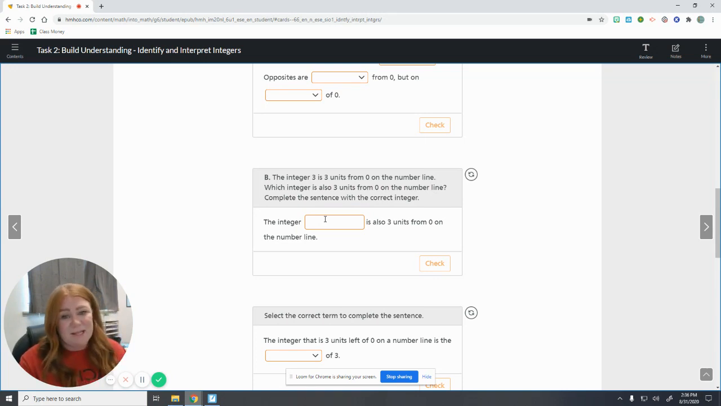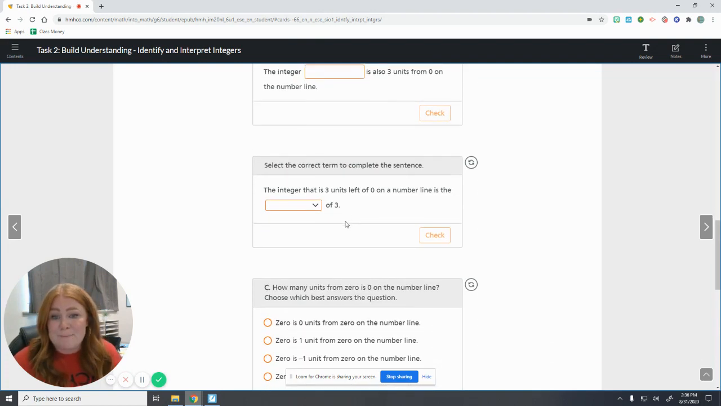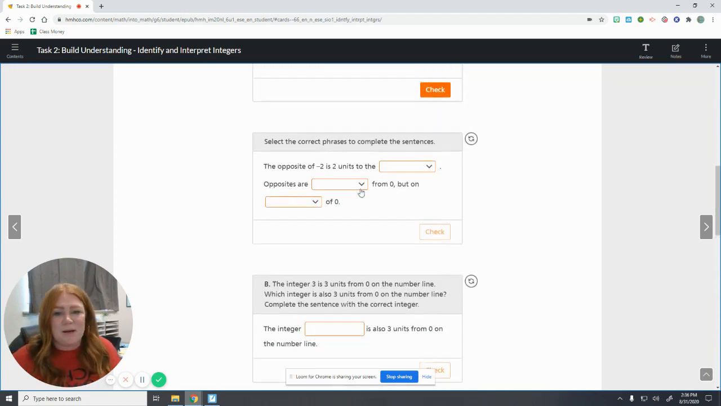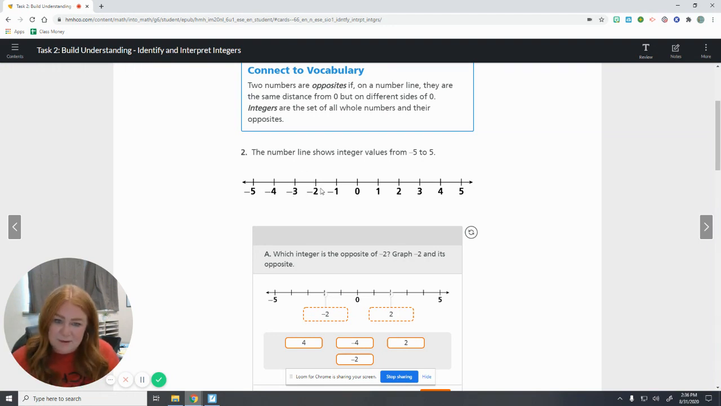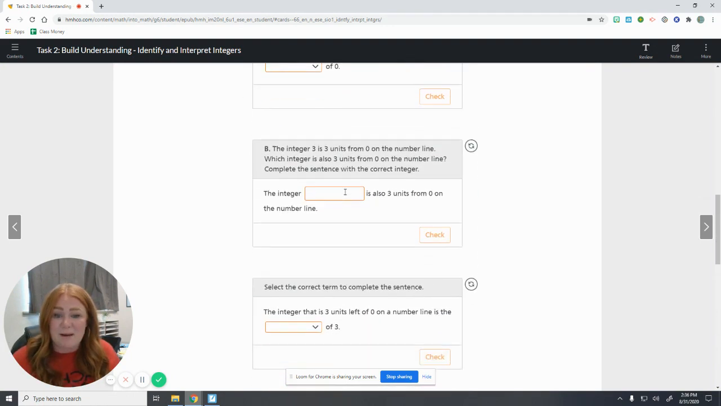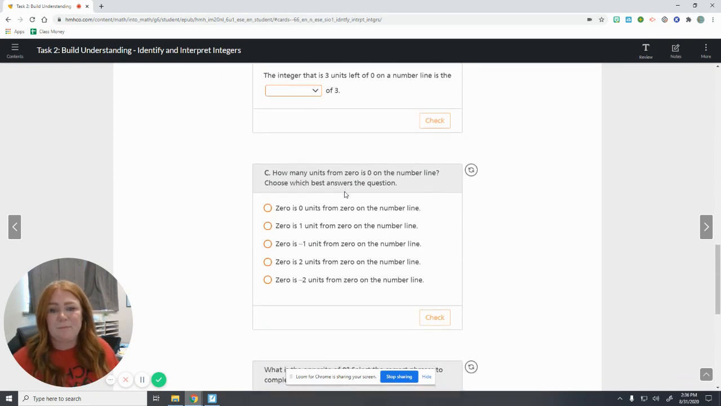So another number that's 3 from 0, but in the opposite way, would be what? So the integer that is 3 units left of 0, so go backwards 3, so come up here and use your number line if you need to. So 3 units left of 0, and find out what that number is.